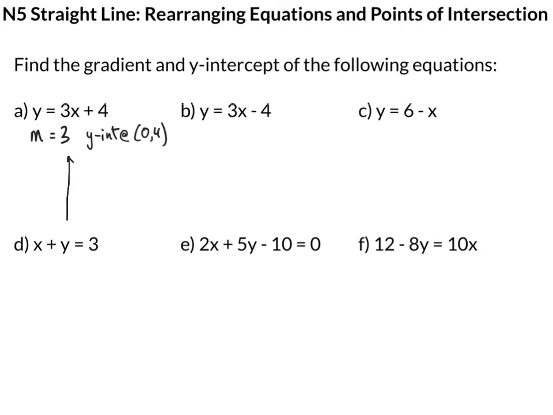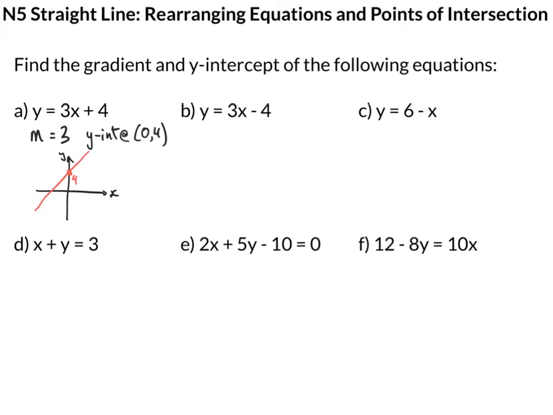Think about what that would look like. I'm going to sketch each of these lines. I've got an x and y axis. My y-intercept of 4, or rather 0, 4, is a point 4 up the y-axis there. The gradient of 3 means it has a positive gradient, so I would have an upward slope like that.